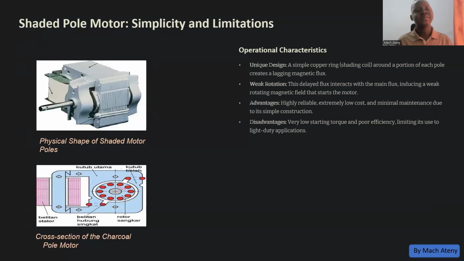Advantages. What are the advantages of the shaded pole motor? Highly flexible, extremely low cost, minimum maintenance due to its simple construction. Disadvantages: very low starting torque, poor efficiency, limiting its use to light duty application. It is not applicable to heavy duty use. So these are the limitations. The limitation is very low efficiency.